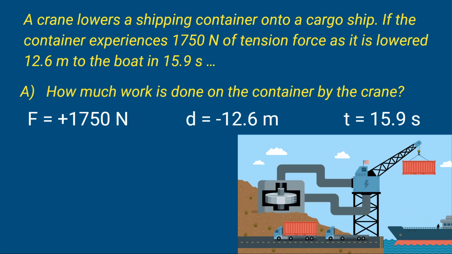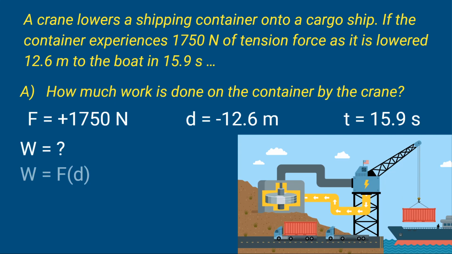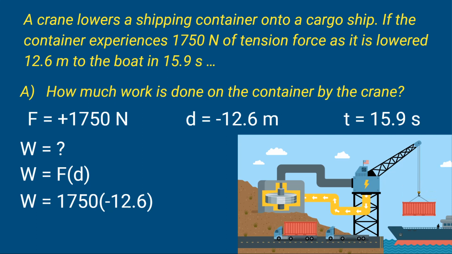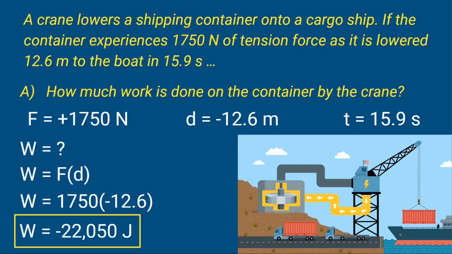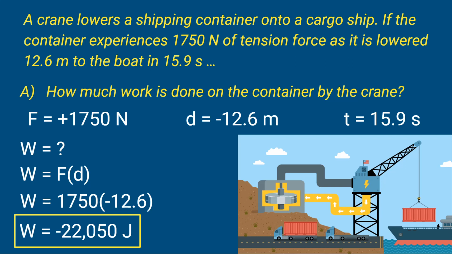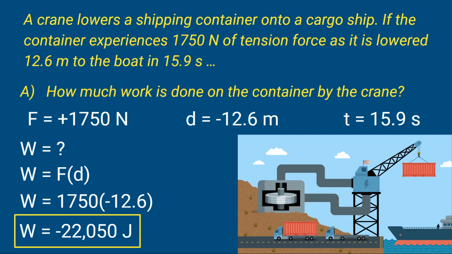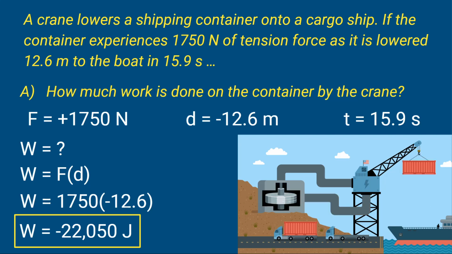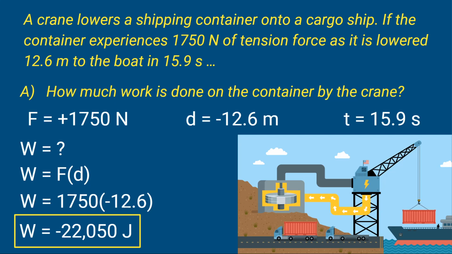And so if I want to find my work, again, that's going to be force times displacement, which is 1750 times negative 12.6, which gives me a work of negative 22,050 joules. Pretty straightforward. All you're doing is multiplying the numbers. In this case, your main thing to focus on are those signs, because they're not labeled in the question. You have to figure out what direction everything should be in. So the first part of this one is negative 22,050 joules.